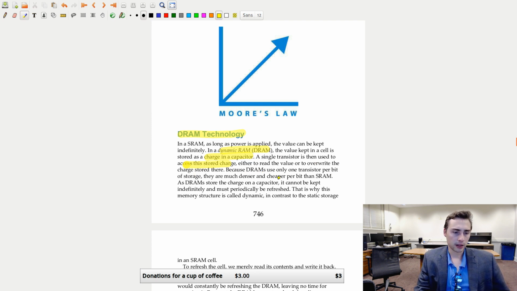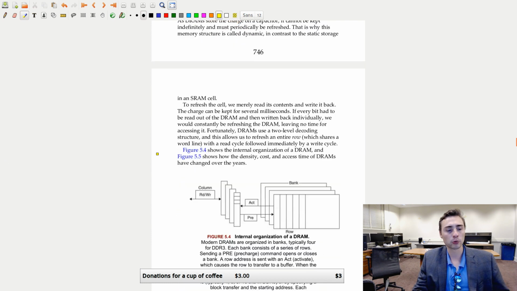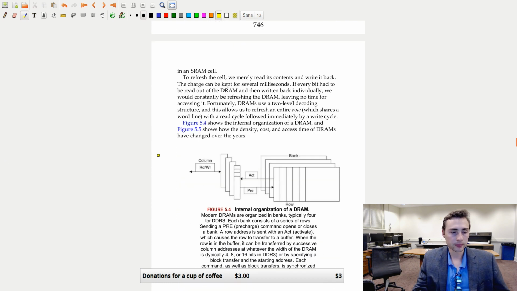Okay. Because they're only using one transistor versus 6 or 8, it's a lot denser, so we can fit a lot more storage into the same space than we could with SRAM. Okay. As DRAM stores the charge in a capacitor, it can't be kept indefinitely. So it's talking about the idea of refresh. To refresh a cell, we merely read its contents and write it back. Seems pretty bad, right?